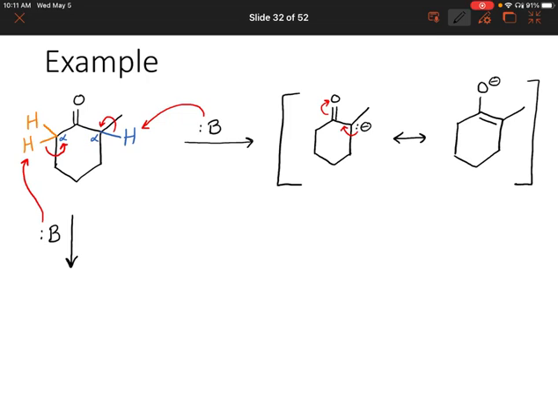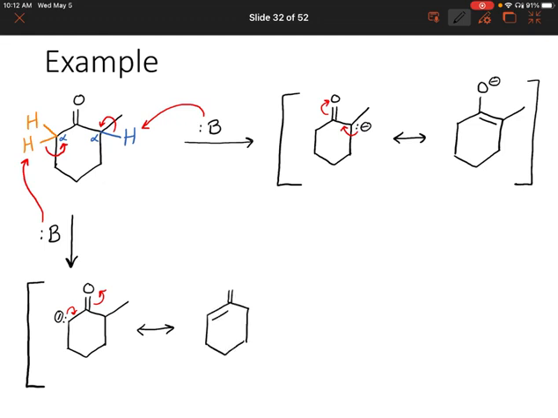Now let's show what happens if we take an orange proton. So we'll draw that down below. So we would end up forming a negative charge on that left-hand alpha carbon. And again, we can show a resonance structure for this molecule. Oh, I didn't mean to draw a double bond there. That should be a single bond. There we go.